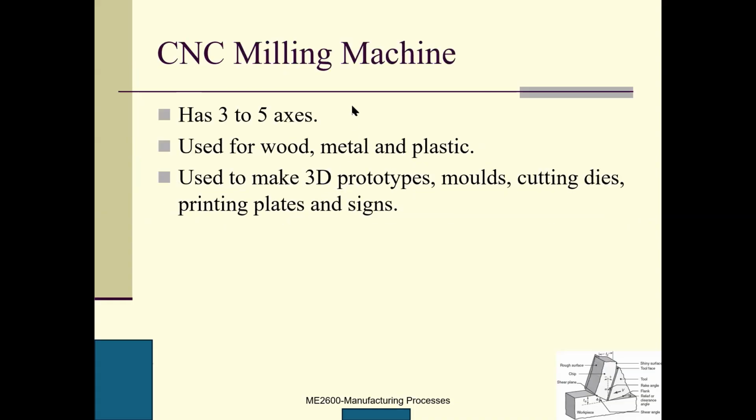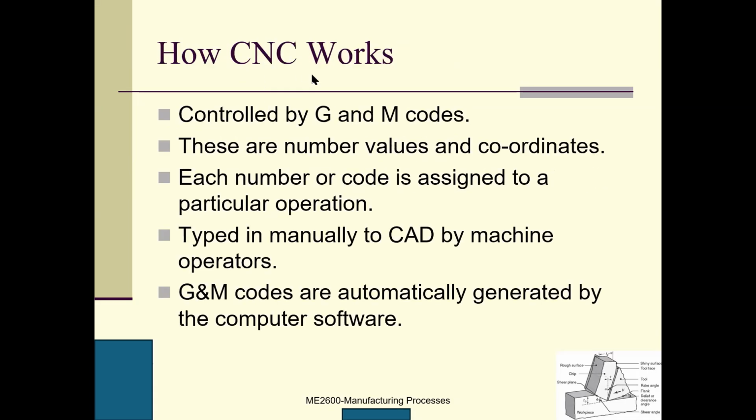A milling machine is different. In a milling machine, the tool is rotating and the workpiece remains stationary. Your CNC machine usually has 3 to 5 axes. These are used for wood, metal, and plastic, and used to make 3D prototypes, molds, cutting dies, printing plates, and signs. This is the milling machine. We have several CNC milling machines in the audio hall.